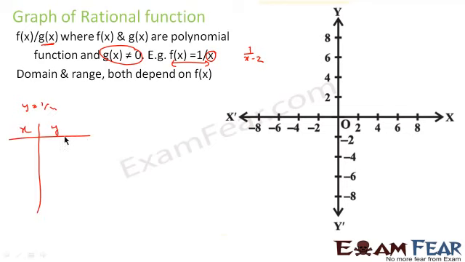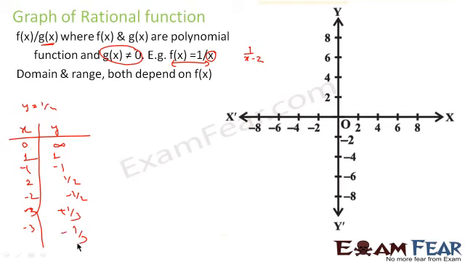So you say x is equal to 0, y becomes infinite, 1 by 0. You give x equal to 1, y becomes 1. x equal to -1, y becomes -1. x equal to 2, y becomes 1 by 2. x equal to -2, y becomes -1 by 2. x equal to positive 3, y is equal to +1 by 3. x equal to -3, y becomes -1 by 3.